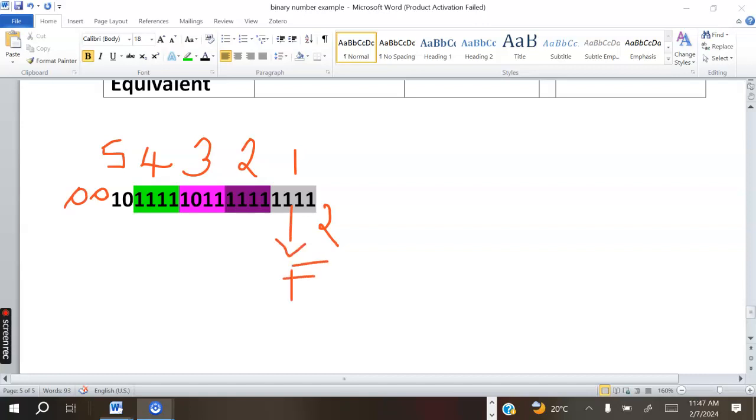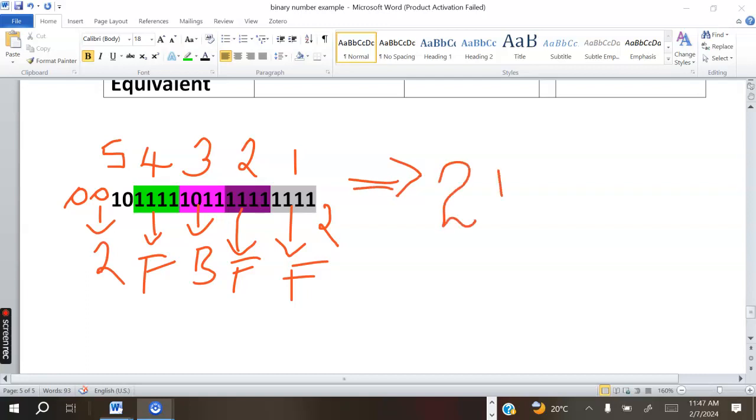This is supposed to give us F. This is giving us F, 10, 11. This one is supposed to give you B. This one is supposed to give you F. Then for 0, 0, 1, 0 is supposed to give you 2, this last bunch. So the final answer should be 2FBF base 16.